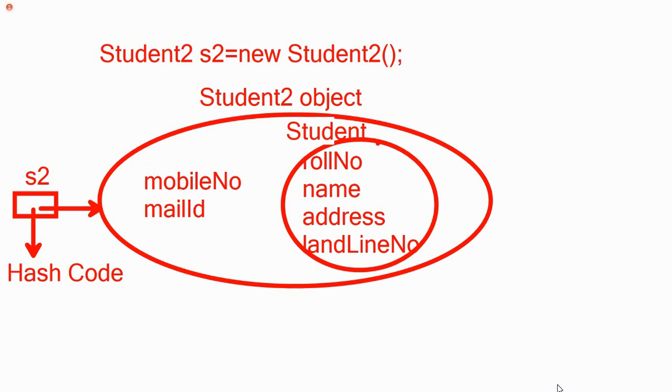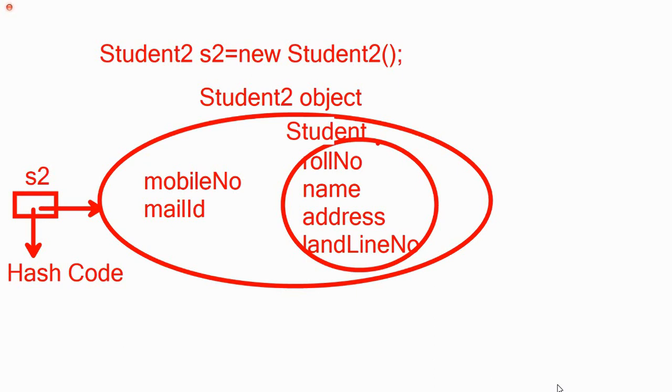So, which object is created here? A Student 2 object is created. In that Student 2 object, Student members and Student 2 members are there. But there is no separate Student object. Whenever a subclass object is created, memory is allocated to superclass and subclass members, but two objects are not created.